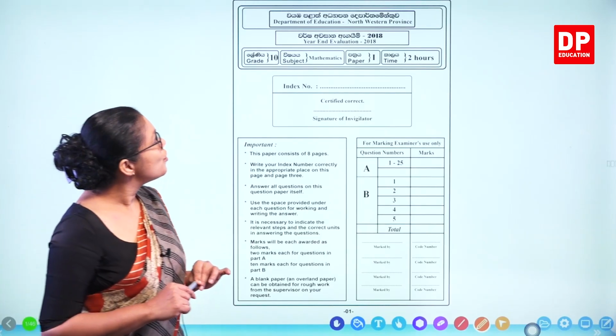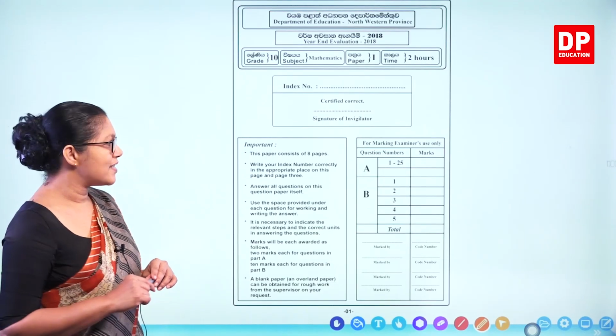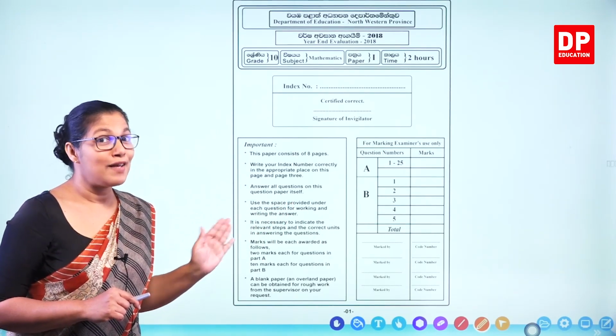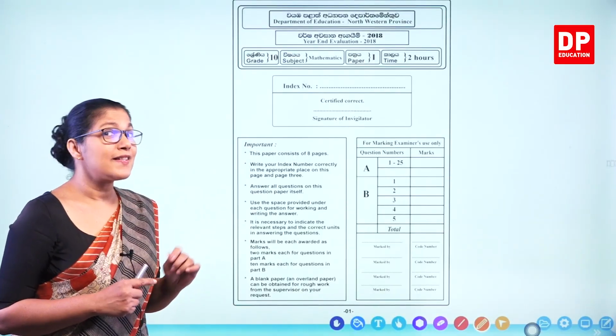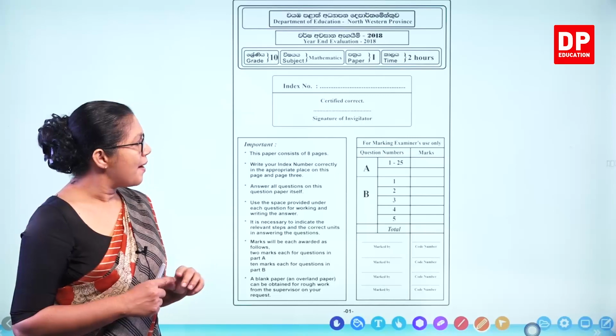So today we'll do Northwestern Province Year-End Evaluation 2018. This is paper 1, and you get 2 hours. It has the same structure as your O-level paper. The paper consists of 8 pages, and you answer all questions in the paper itself. That means spaces are given so you can write your answers there.